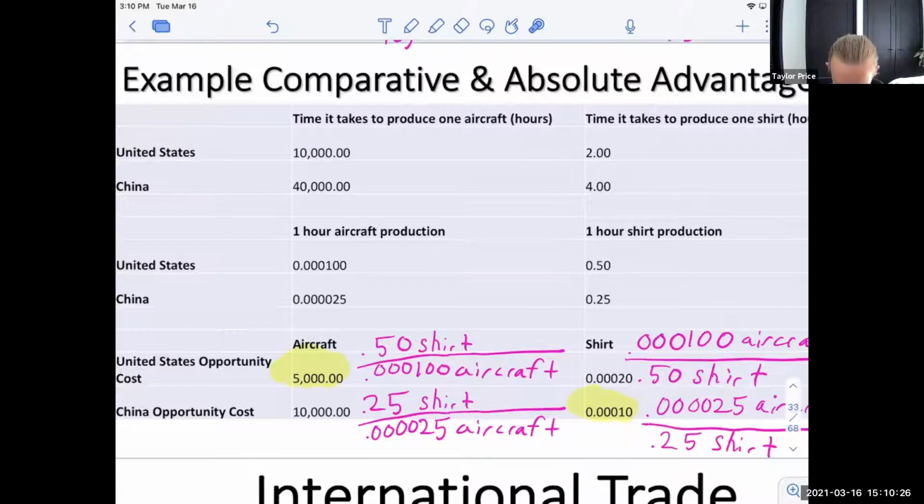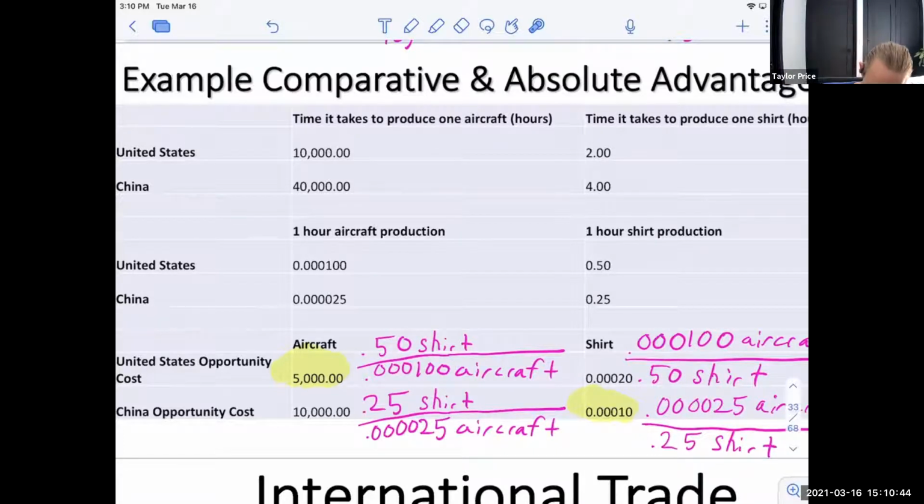And China has a lower opportunity cost of producing shirts. So that's how we can determine the correct opportunity cost. Does anyone have any questions on this one? Because the format is basically the same as the one we reviewed the last time.